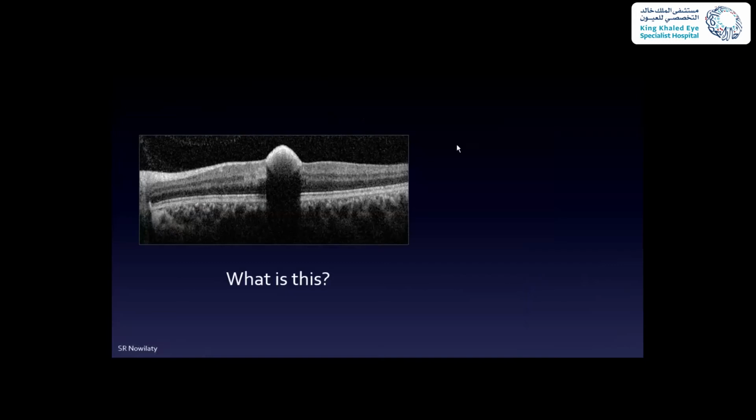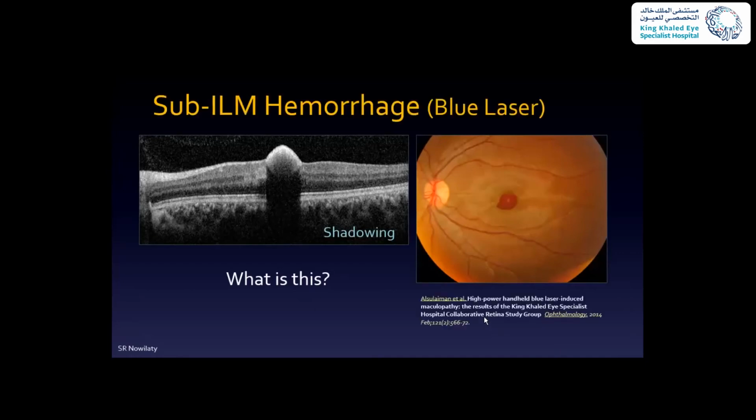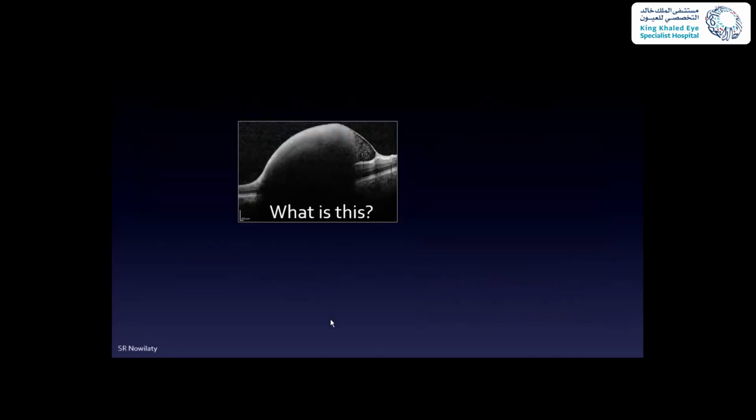Okay, well, just because of time limitations, this is again a sub-ILM collection, and this collection is shadowing posteriorly. So chances are that this is not just fluid, but murky fluid such as blood. Okay, so this is a sub-ILM hemorrhage, again, with posterior shadowing. And here it is. This is following a laser injury, but of course you can have this also following a Valsalva or what have you. Okay, so this is typical of a sub-ILM hemorrhage.